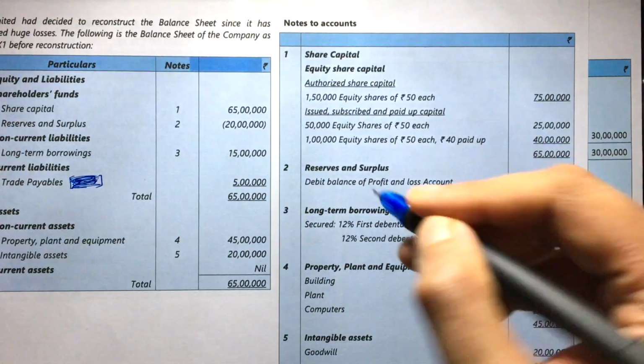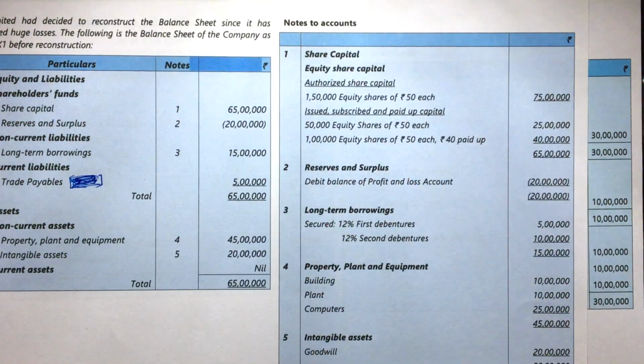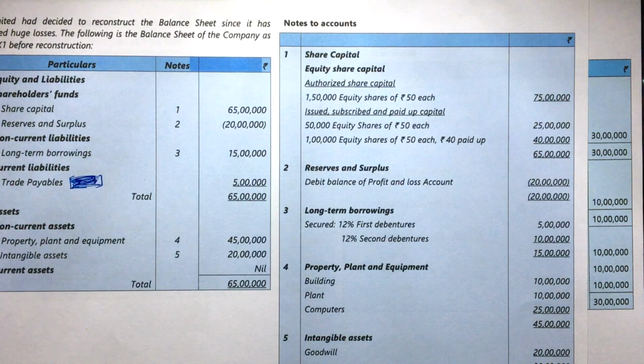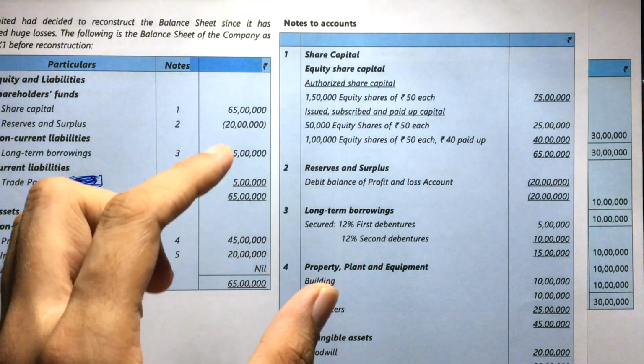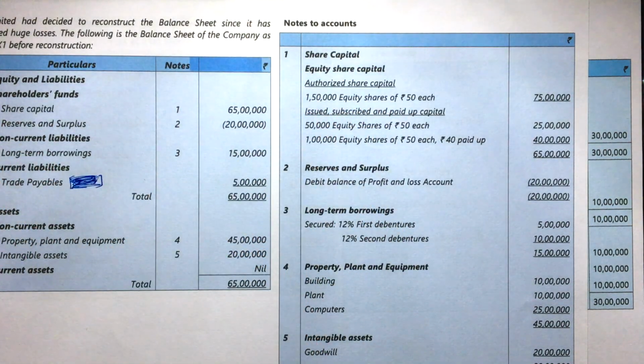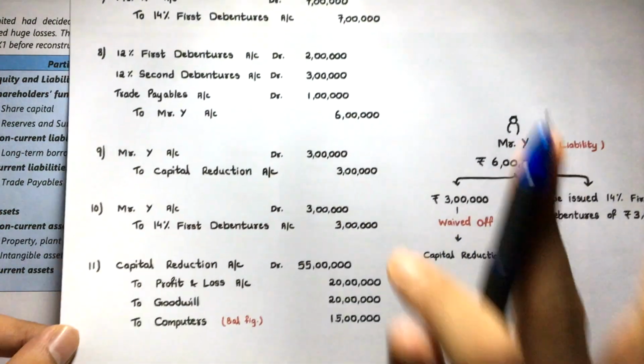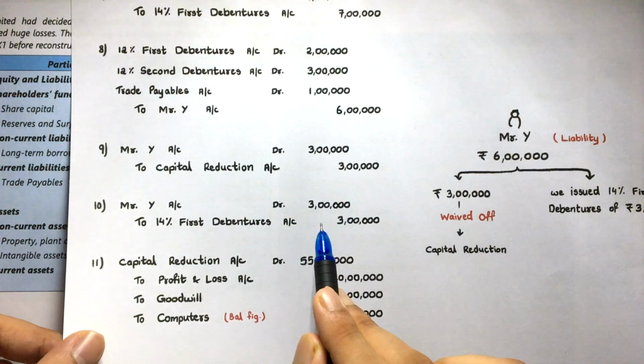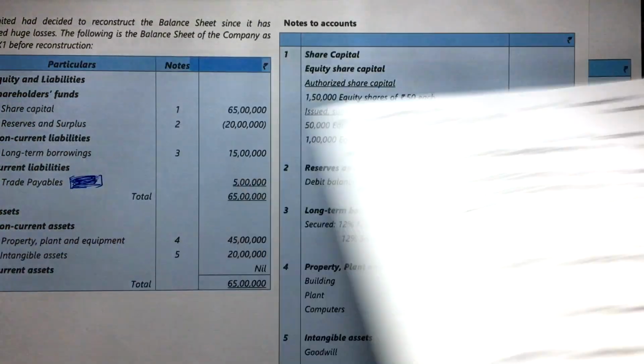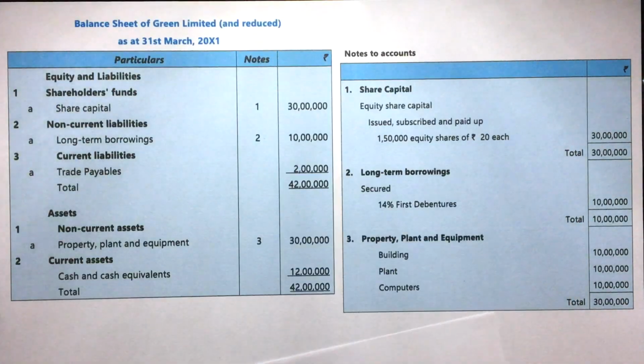So can we take 0 in long-term borrowings? No. Understand what has happened then. We have issued 14% debentures to Mr. X and Y, right? How much did we issue? We issued 7 lakh of debentures to Mr. X and 3 lakh of 14% debentures to Mr. Y. So this we have to show, no? Yeah, this is our liability now. So that is what will come over here.